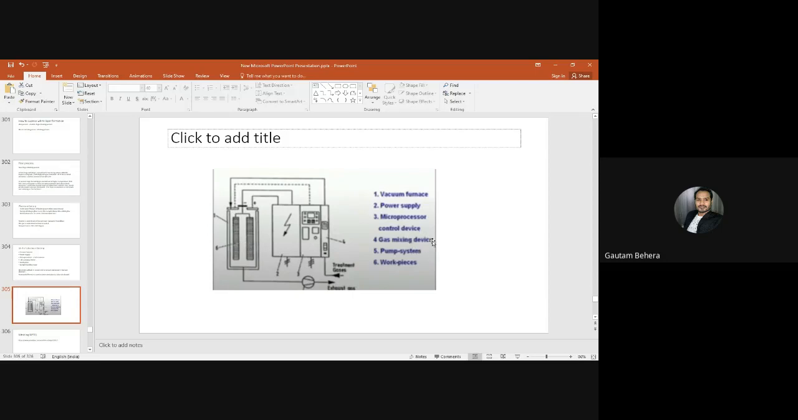And we need a gas mixing device. Nitrogen and hydrogen will be mixed in definite proportion and purged into the furnace. Due to high voltage, like 1000 volts, ionization will take place. Nitrogen will get ionized and bombarded onto the surface of the steel, and that will lead to the nitriding process.